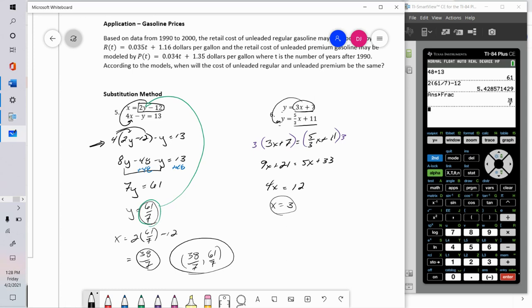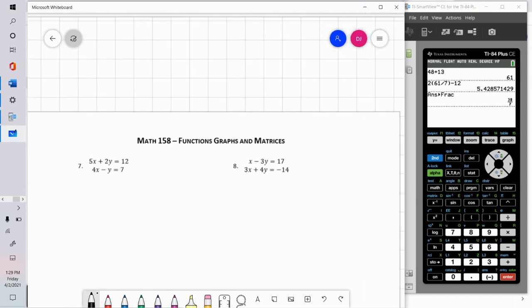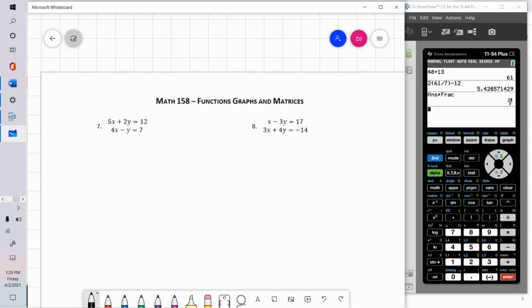Now that I know that x is 3, I'll take that value and plug it back into either equation. I'm going to the one without fractions. So y would be 3 times the x value of 3 plus 7. So y is 9 plus 7, or 16. So my point where the two lines intersect is the point (3, 16). Okay? So that's the substitution method. I guess I got a couple more here.